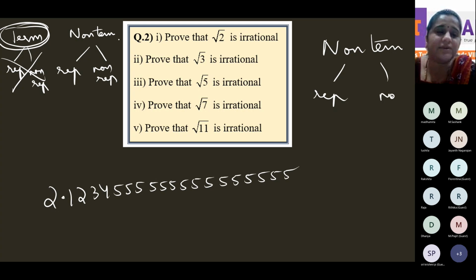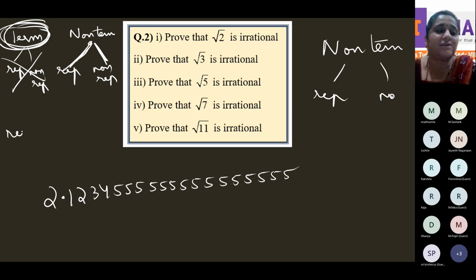If you say it's a non-terminating decimal, then you should specify: is it non-terminating repeating or non-terminating non-repeating? If you say terminating, that's it. It's a terminating decimal. If it's non-terminating, you should specify if it's repeating or non-repeating.